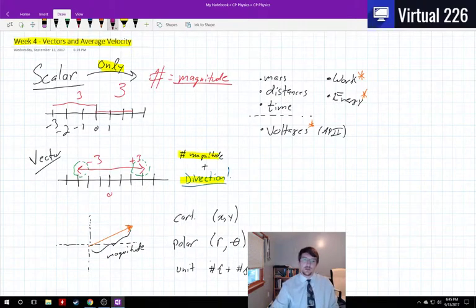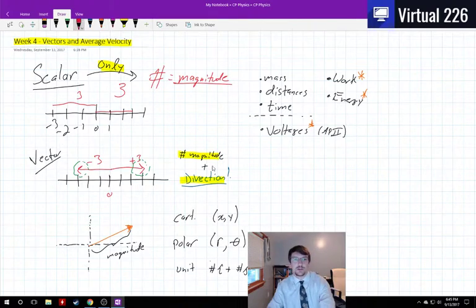And I'll just tag over here that the i hat direction represents the x-axis, the j hat direction represents the y, and if we get to it, the k hat direction represents the z if you're ever in three-dimensional space. Okay, we'll talk about all this stuff.